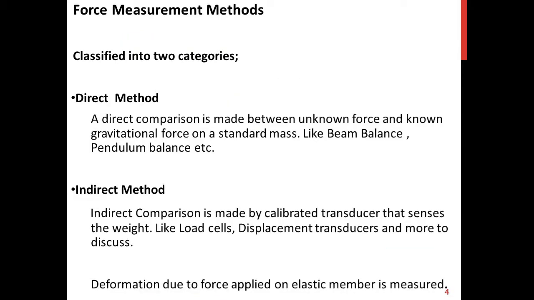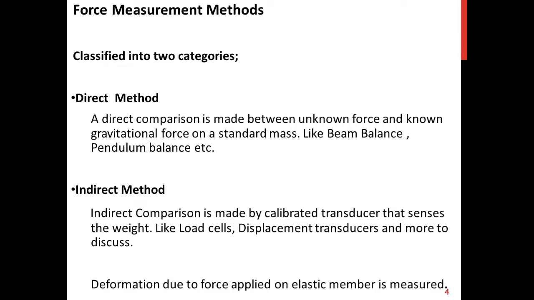Now let's discuss the force measurement techniques or methods. They are classified into two main categories: one is the direct method, and the other is the indirect method. A direct method involves a direct comparison between two masses or weights, in which the unknown force or weight is measured on one pan. In a daily example, a known gravitational force on the standard mass is placed on the other pan of the weighing instrument, and an equivalent position is achieved to find the weight of the unknown mass. Beam balance and pendulum balance are examples of it.